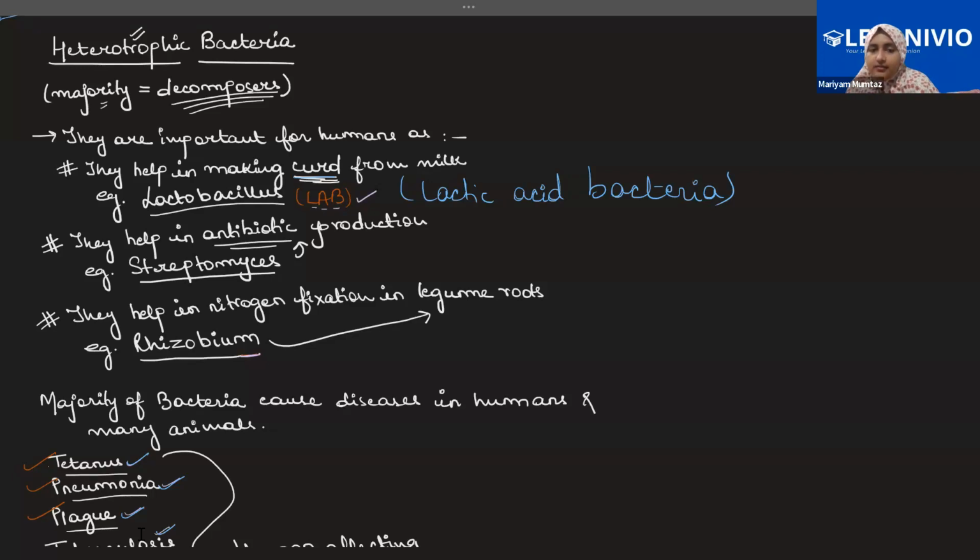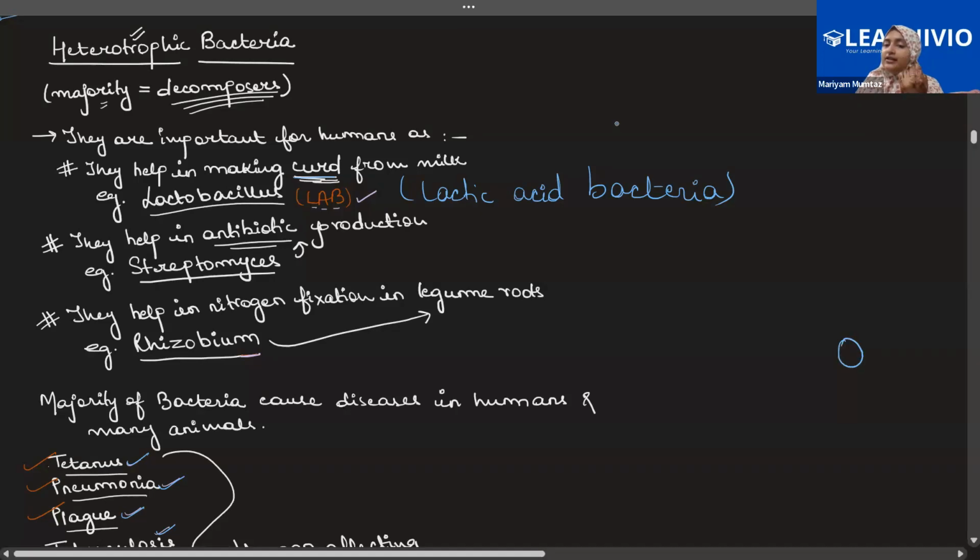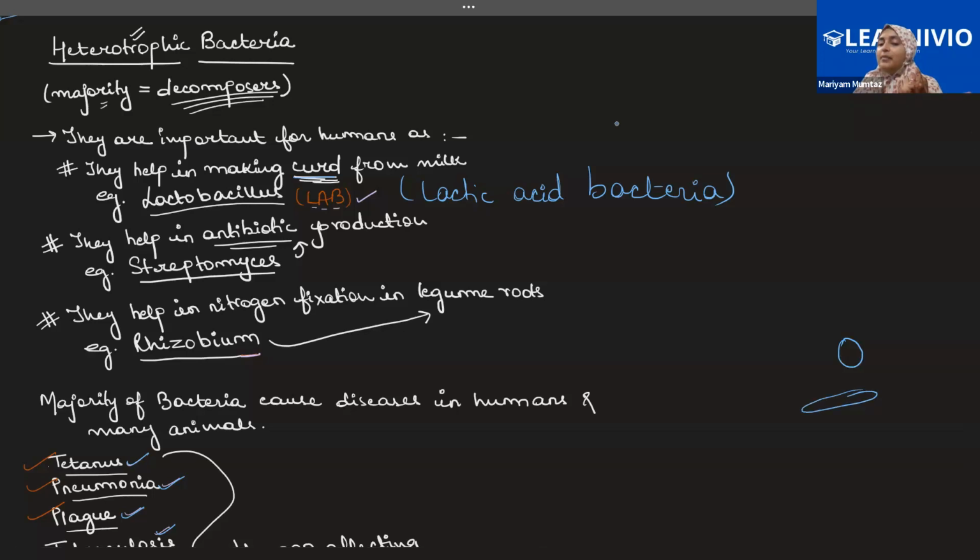Which part, Zainab? The types of Monera on the basis of their shapes. See, the whole entire kingdom Monera can be divided into 4 types on the basis of the shape. If they are circular, then that is coccus. If they are rod shaped, then that is bacillus. If they are comma-like, then that is vibrio. And if they are spiral, then that is spirillum.